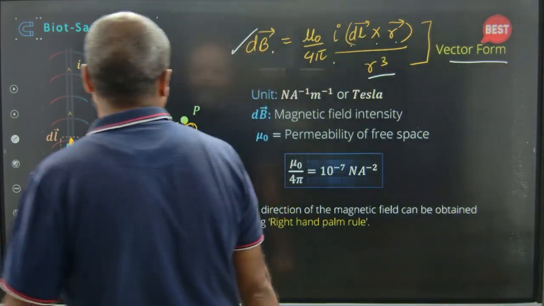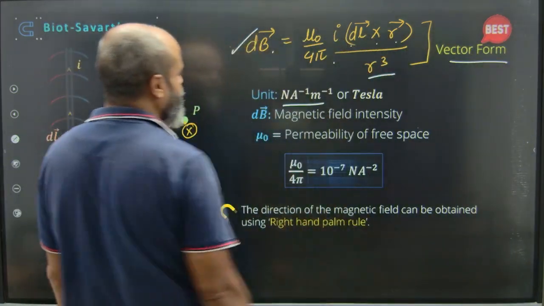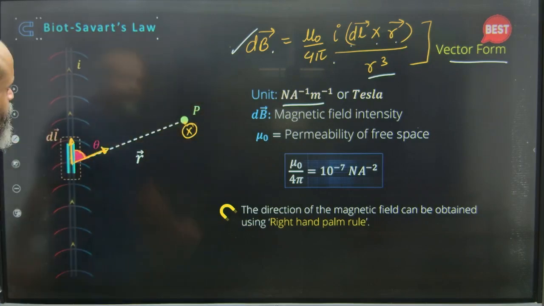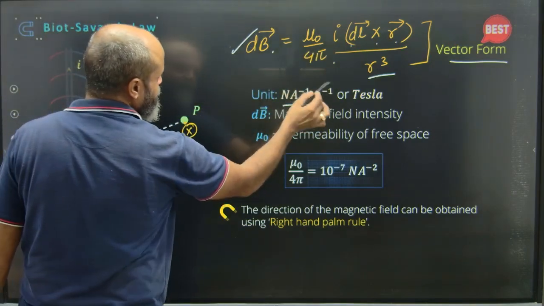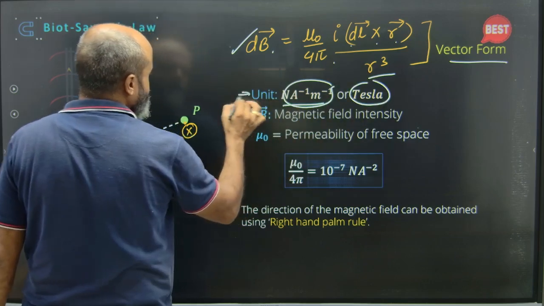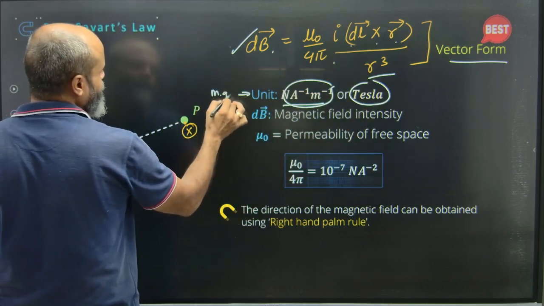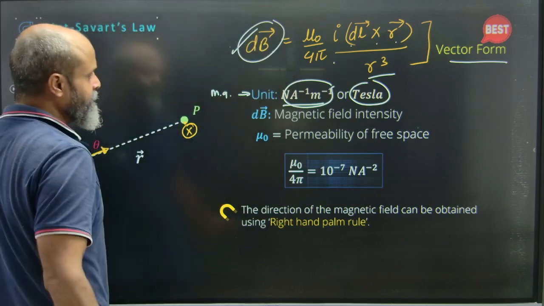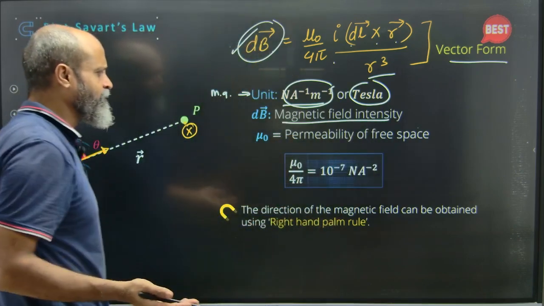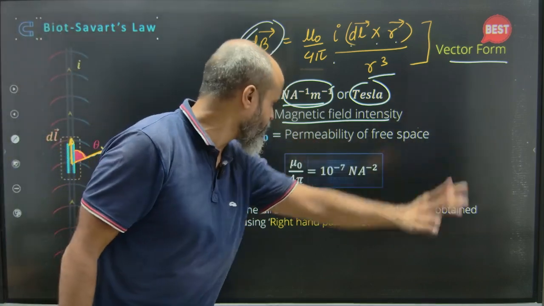Okay. Now, obviously the unit will be what? Newton per ampere per meter. This will be basically the unit, or Tesla. This is the unit of magnetic field, dB. Okay. dB is the magnetic field intensity or magnetic field. Mu naught is the permeability of free space.